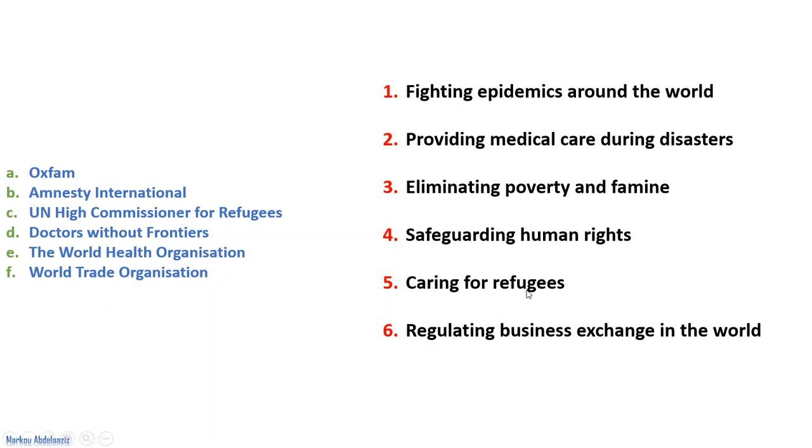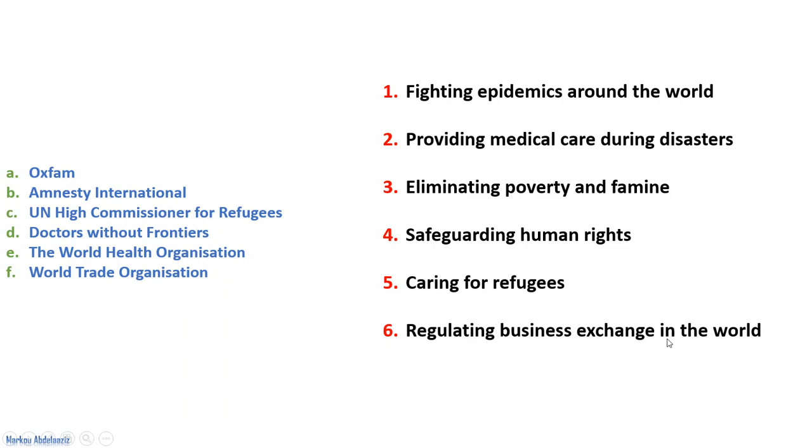For example, people in Syria have a lot of war and a lot of problems, so they cannot stay in Syria, so they move to another country. Like, for example, in Germany we have a lot of Syrian refugees. So refugees are people who go to another country due to some circumstances. So caring for refugees, this organization takes care of refugees.